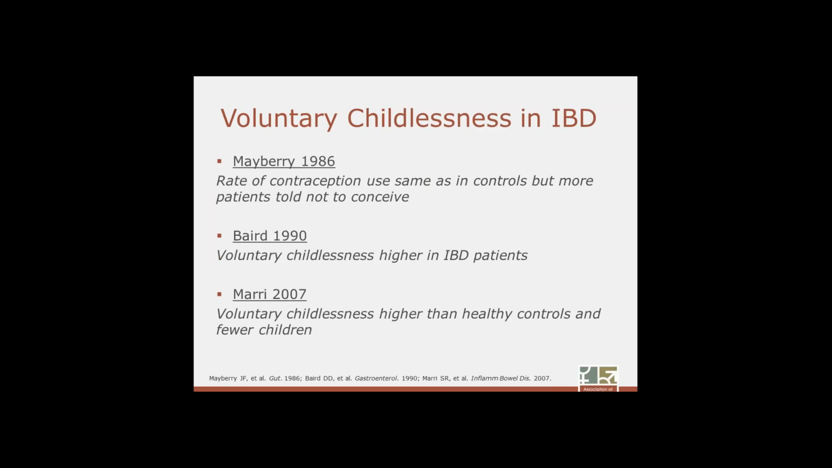When we do research on fertility issues in IBD, it's a hard topic to address because there have been some previous studies that have shown that women with IBD are more likely to have voluntary childlessness, or they didn't intend to get pregnant because of their disease. Now, some of these studies are older, and these are all small cohort sizes, but voluntary childlessness is an important consideration when you look at population-level studies of fertility.